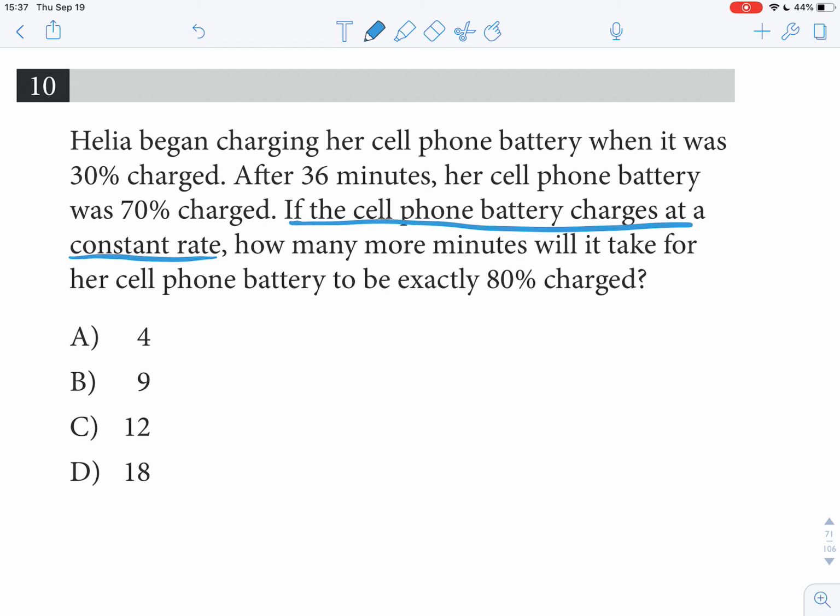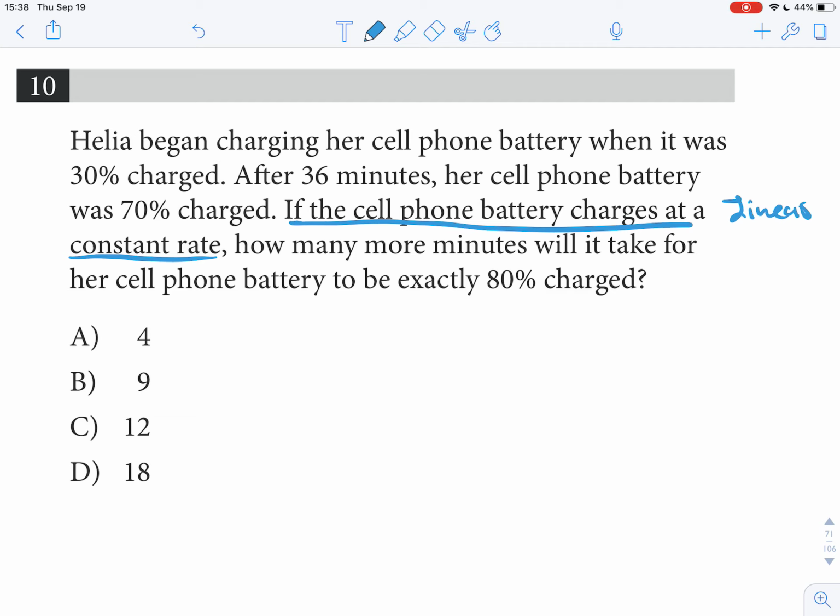a constant rate, that is telling us that it is linear, so we will know that it's going to be increasing not by percentage, but by just plus a certain number, or decreasing by a certain number each time. So how many more minutes will it take for her cell phone battery to be exactly 80% charged?